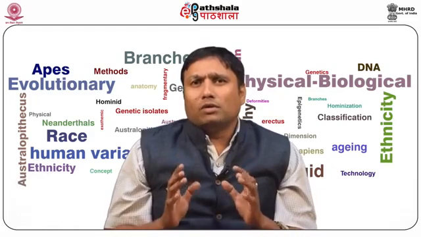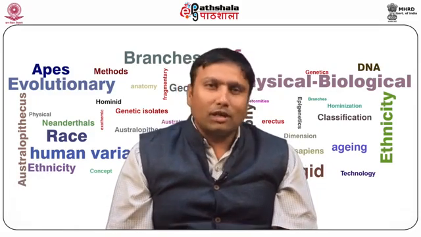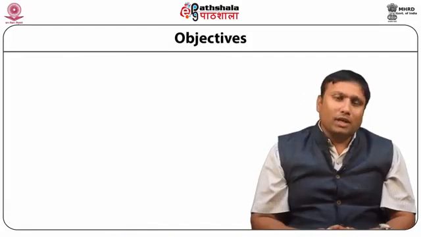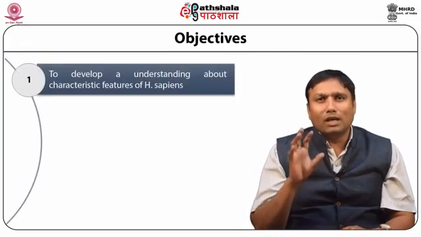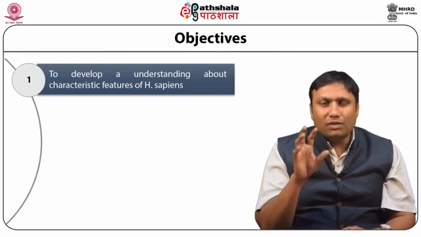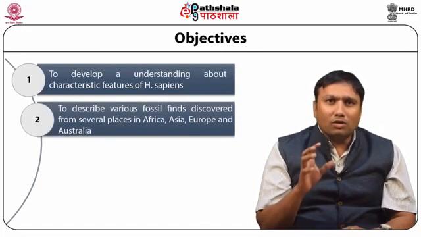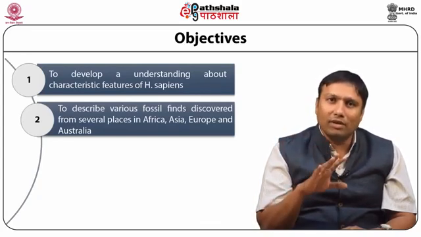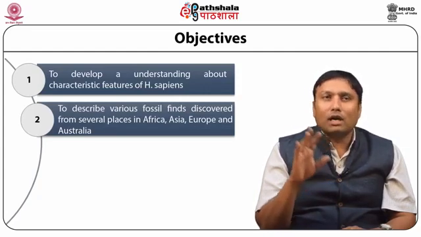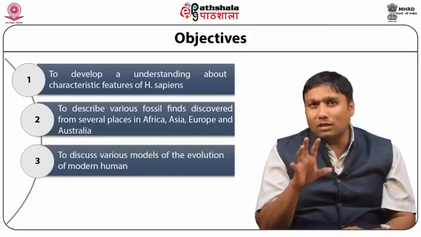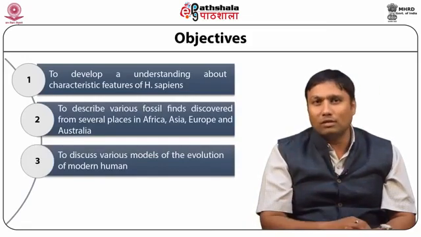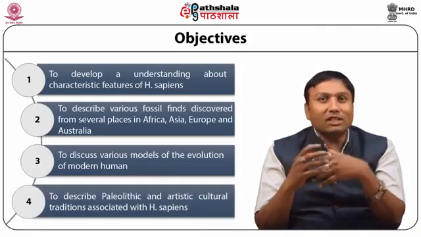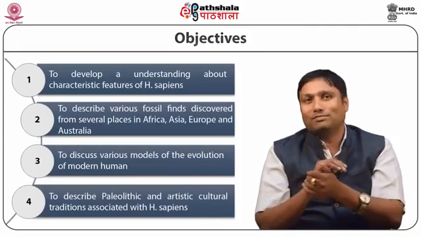Today we are going to discuss a module called Homo sapiens under the paper Physical and Biological Anthropology. In this module we are going to understand the characteristic features of Homo sapiens. We will also describe the various fossils discovered from several places in Africa, Asia, Europe and Australia. We will discuss various models of the evolution of modern humans and describe the Paleolithic and artistic cultural transition associated with Homo sapiens.